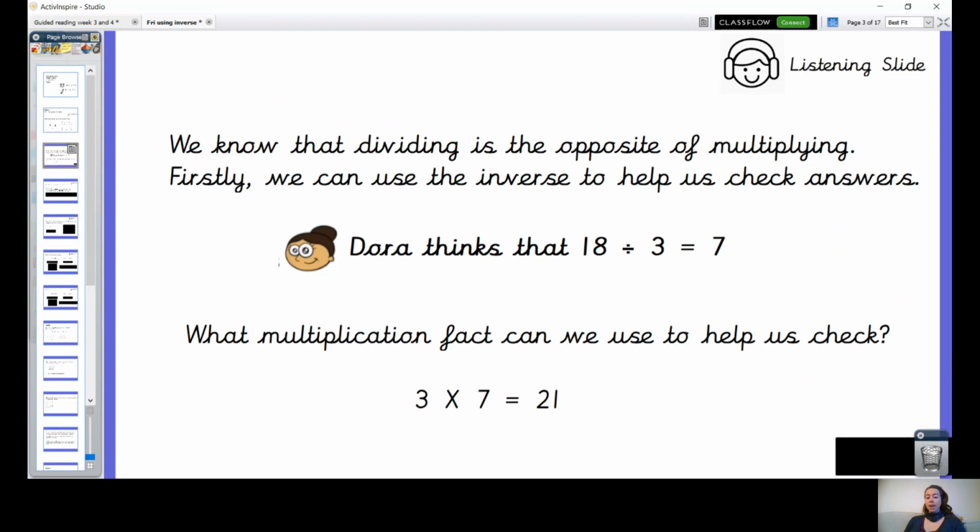Yeah, so we could have done 3 times 7. We could have also done 7 times 3 because that would have been the same answer, which is 21. Looking back at Dora's question here, did she have the right answer? No, she didn't, because 3 times 7 is 21, not 18. I wonder if you know what Dora's answer should have been.